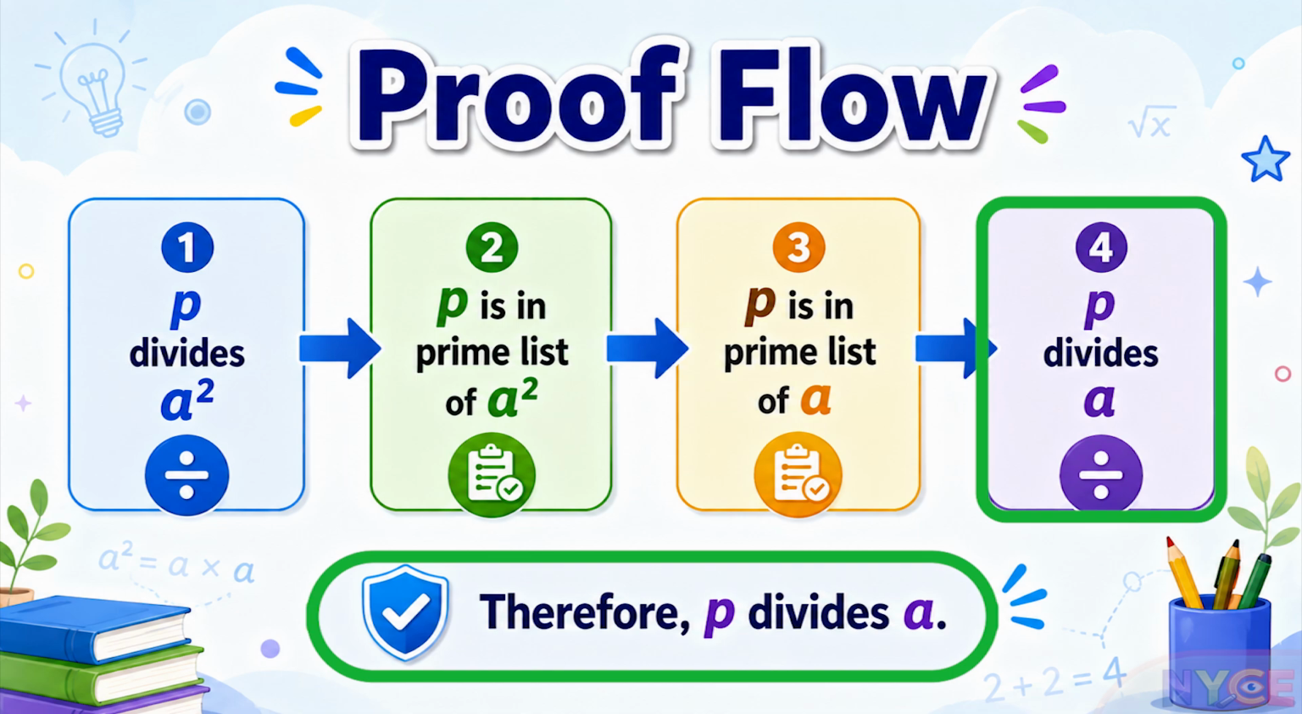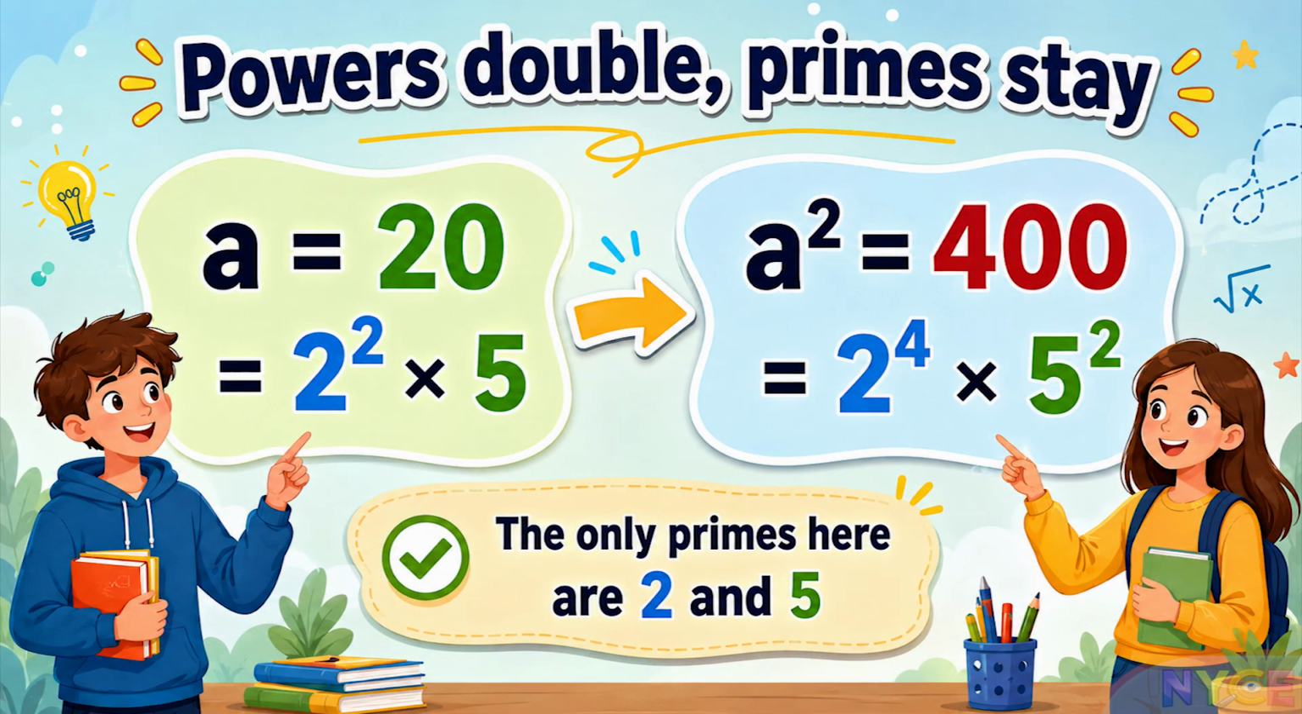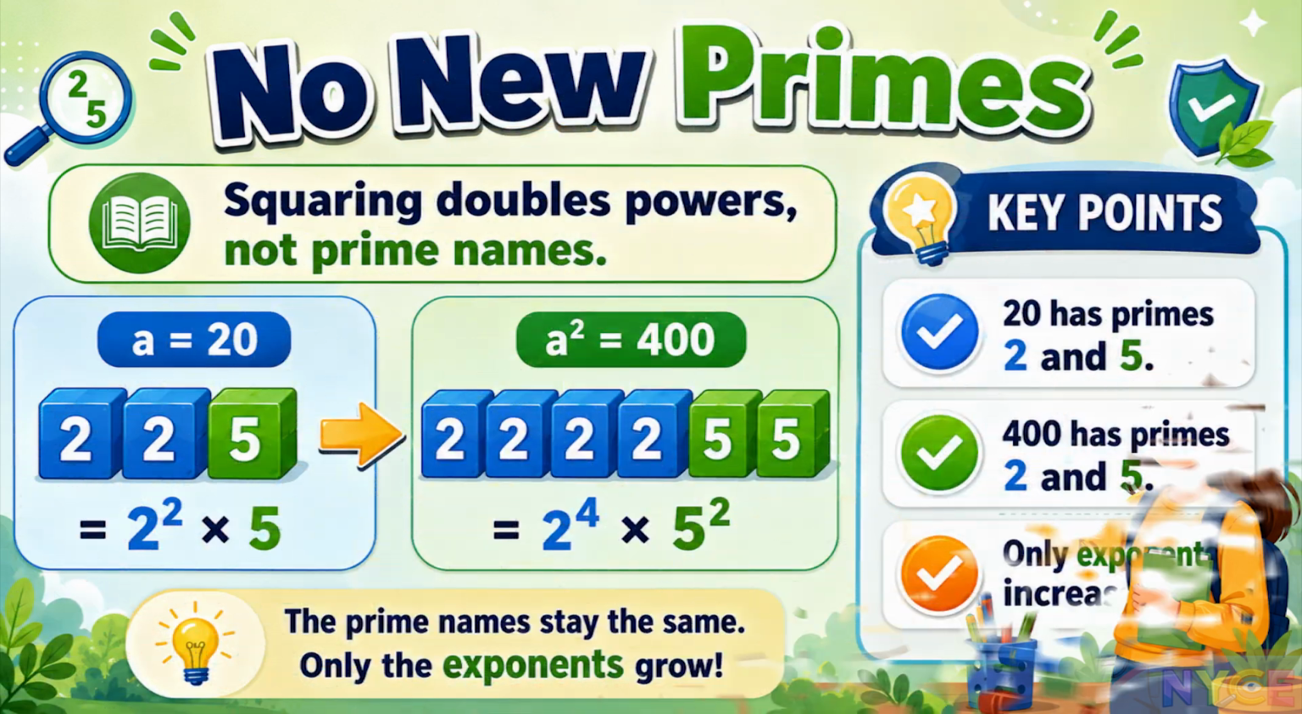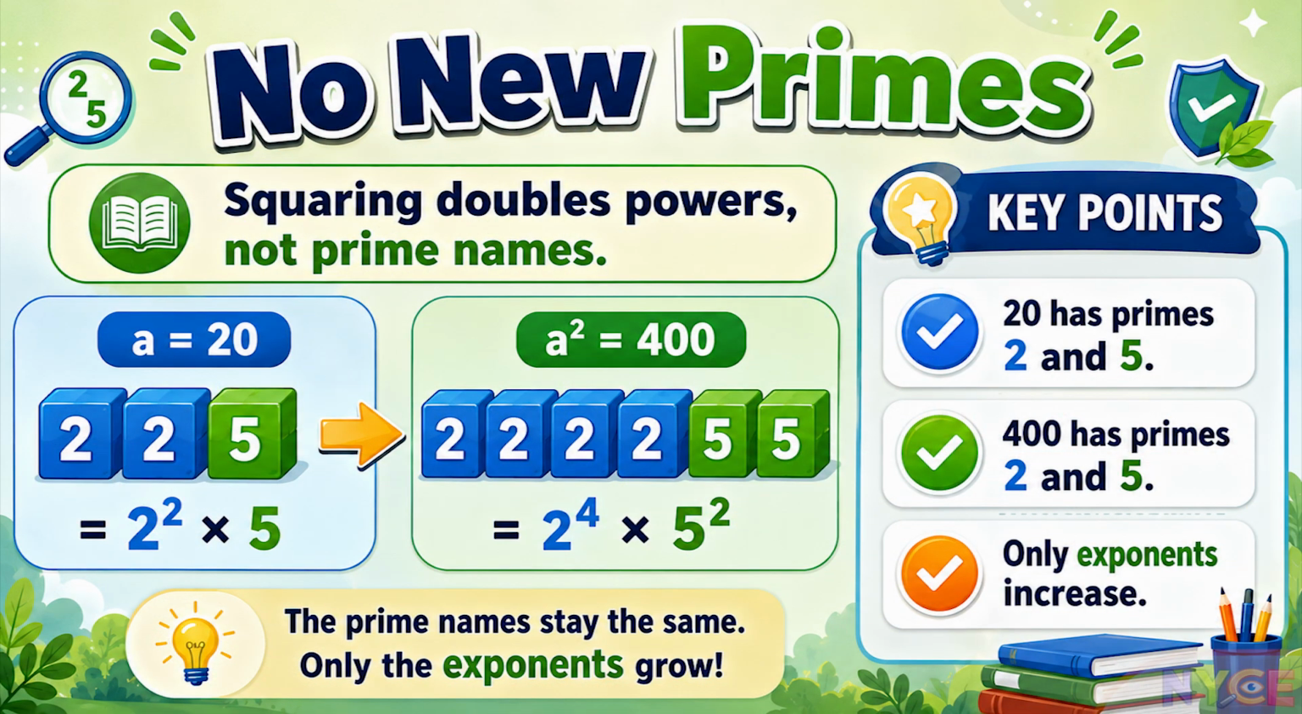Let us make this concrete with a number. Take a equals 20. The prime factorization of 20 is 2 squared times 5. Now a squared is 20 squared, which is 400. The prime factorization of 400 is 2 to the power 4 times 5 squared. Notice what happened. The primes are still only 2 and 5. Their powers doubled, but no new prime appeared. So if someone says a prime p divides 400, then p can only be 2 or 5, and both 2 and 5 also divide 20. That is exactly what the theorem says.